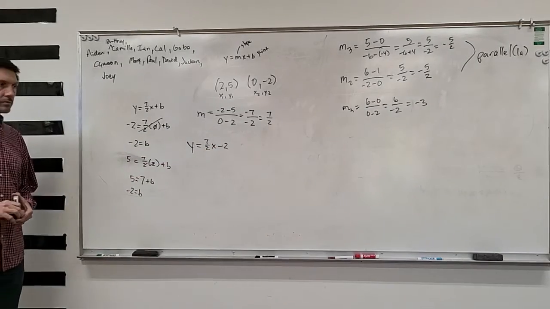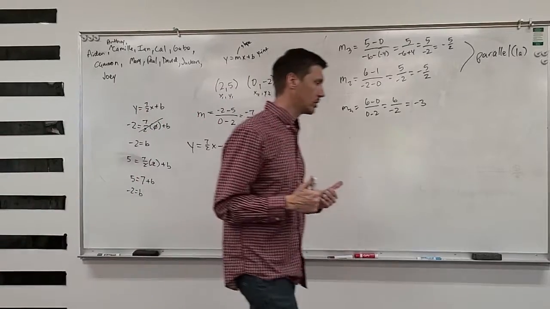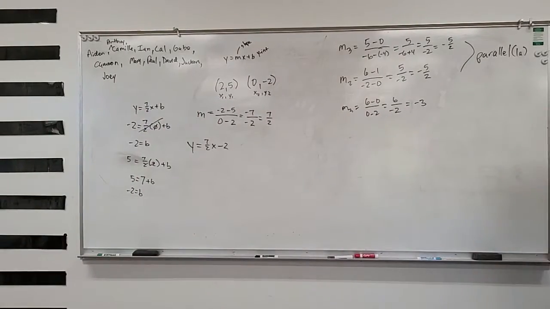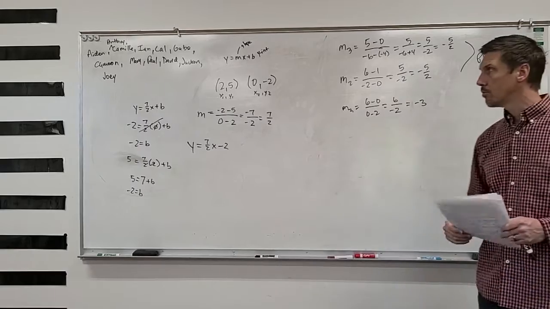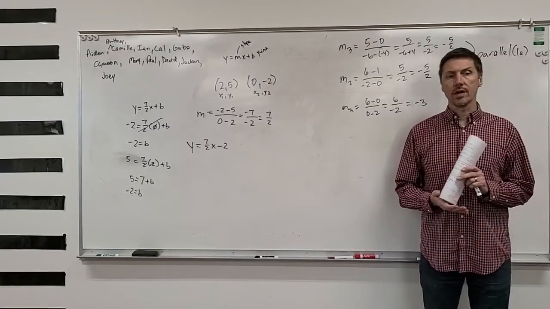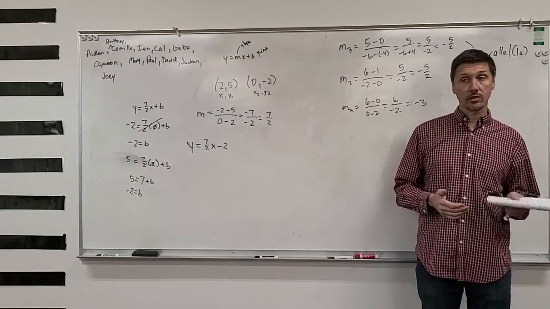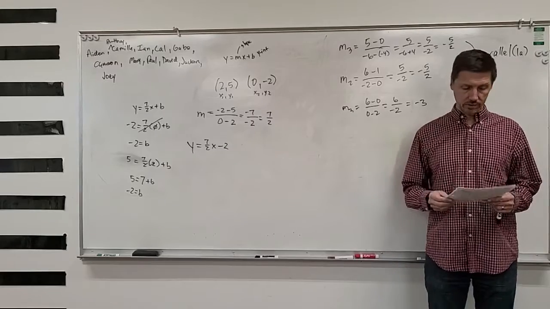Okay? All right, so you guys are slope-intercept form experts now. You can find the slope-intercept form of a line if I give you the slope and a point, or if I give you 2 points.